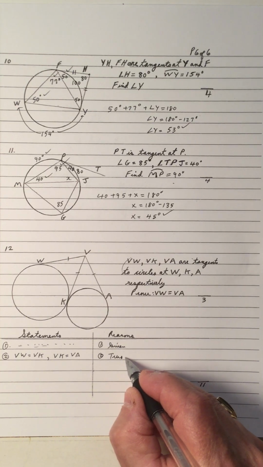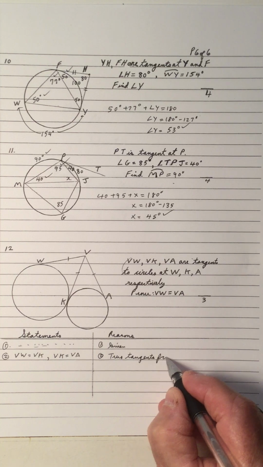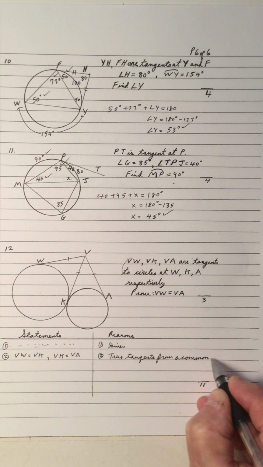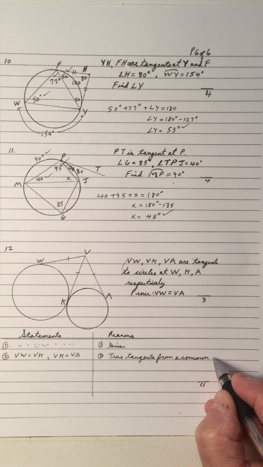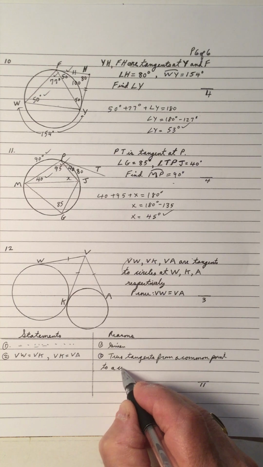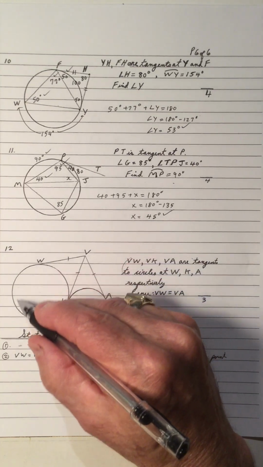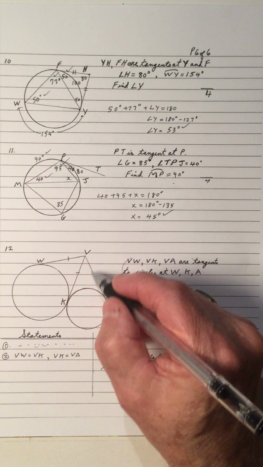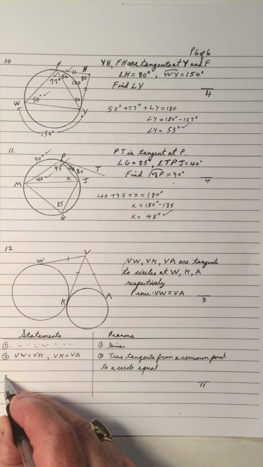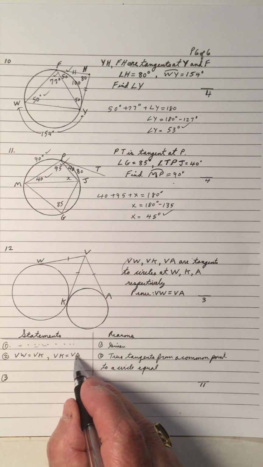two tangents from a common point to a circle are equal. So again, this circle here, these two tangents, these are equal. This is this circle, so VK equals VA, and what we have, number 3, VK is here, so VK equals VW, and VK equals VA.